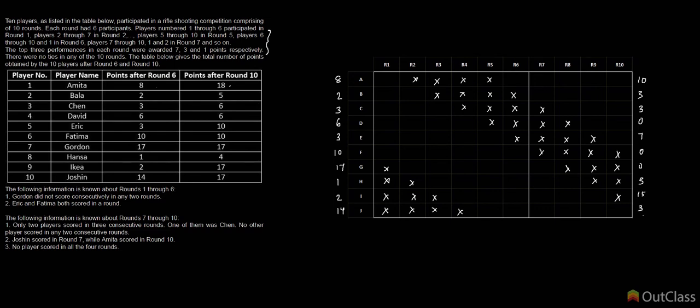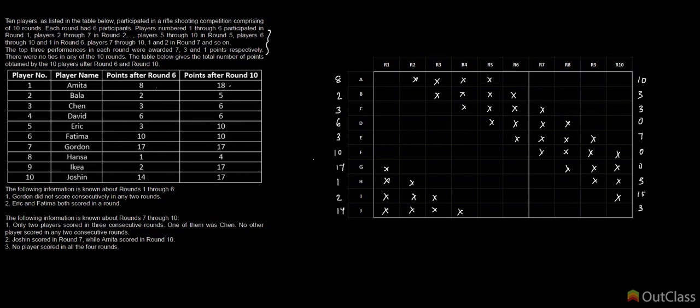Those represent totals. So on the left I'm marking the total score for first 6 rounds. For A it's 8, for B it is 2, like that. On the right I'm marking the total points from the last 4 rounds. So A scored 10 points in the last 4 rounds, so rounds 7 to 10. That is the basic information that's given to us. On top of that, some additional information is given in numbered clues: 2 clues for rounds 1 to 6 and 3 clues for rounds 7 to 10.